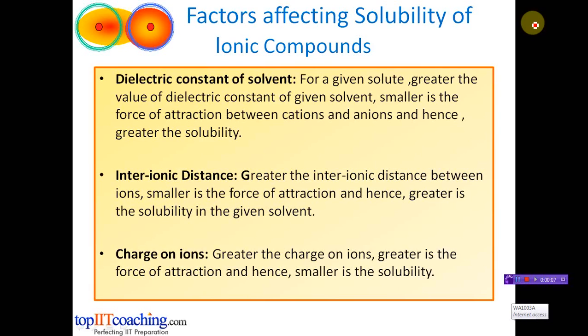Now let's take a look at the various factors that affect the solubility of ionic compounds. The first factor that we are going to discuss is the dielectric constant of a solvent. Now recall that the force of attraction between ions in an ionic compound was given by F equals Z1 Z2 e squared divided by D r squared, where F is the force of attraction, Z1 and Z2 are the charges on the ions, e is the electronic charge, D is the dielectric constant, and r is the interionic distance.